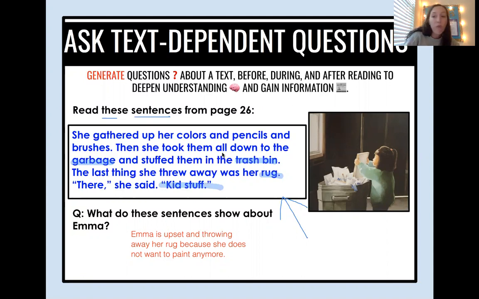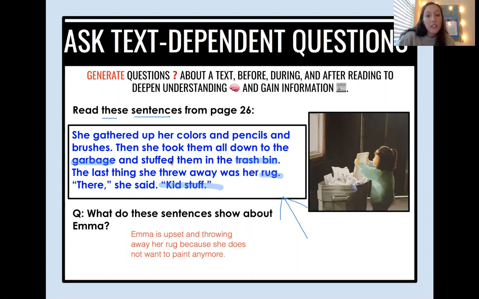We know that before she wasn't drawing at school, and now she's throwing all this stuff away because she thinks that she can't draw anymore. So Emma's upset and throwing away her rug because she does not want to paint or draw anymore. Now we know the story keeps changing, but we want to think about this question. We're only looking at these sentences and we're only looking at this page. So it's super important to pay attention to what the question is asking you so that we can understand the question and use the text to answer it.